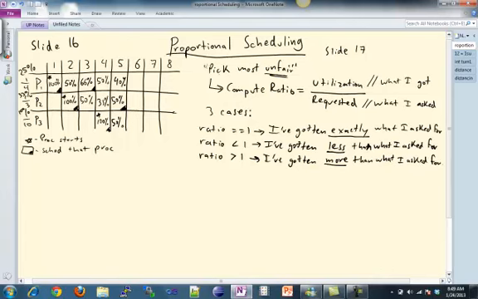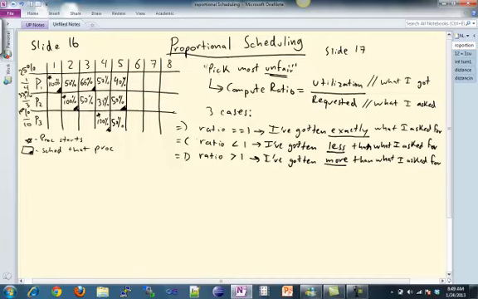Okay, cool. And so basically, in the first case, when I got exactly what I asked for, the process is pretty happy. When I got more than what I asked for, the process is even happier. But when I got less than what I asked for, the process isn't very happy, right? And so that's a problem.